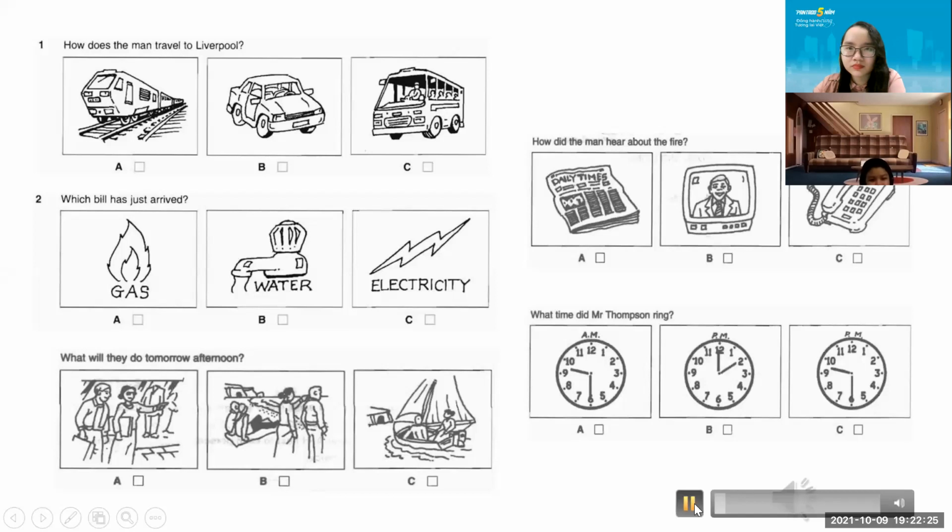Excuse me, I'd like to go to Liverpool on Friday. Well, you can go by bus or train. Is the train expensive? Yes, the bus is much cheaper. It's only £20. Right, that's better for me. Can I have a ticket, please? Yes, certainly.